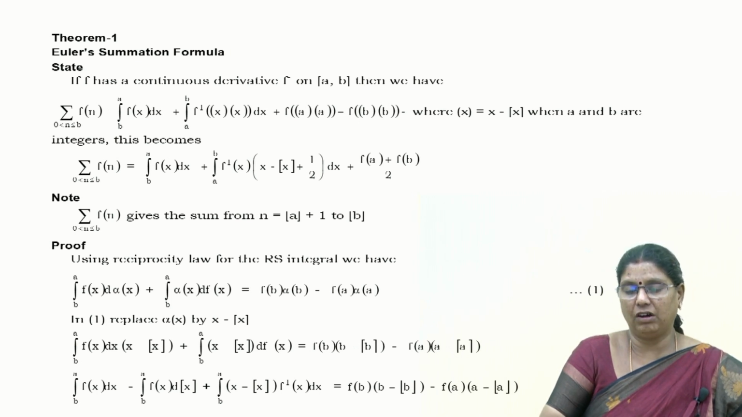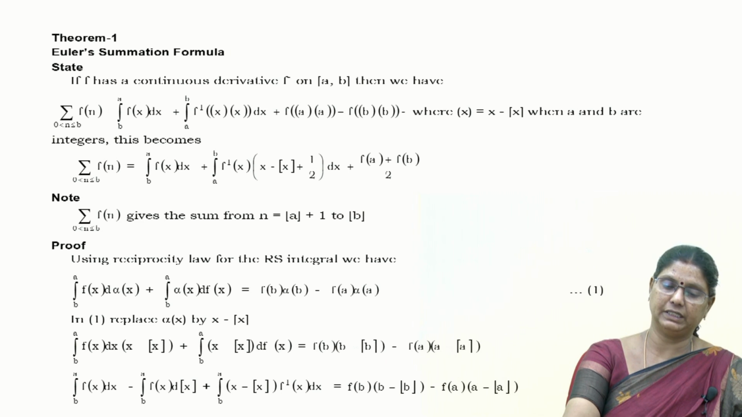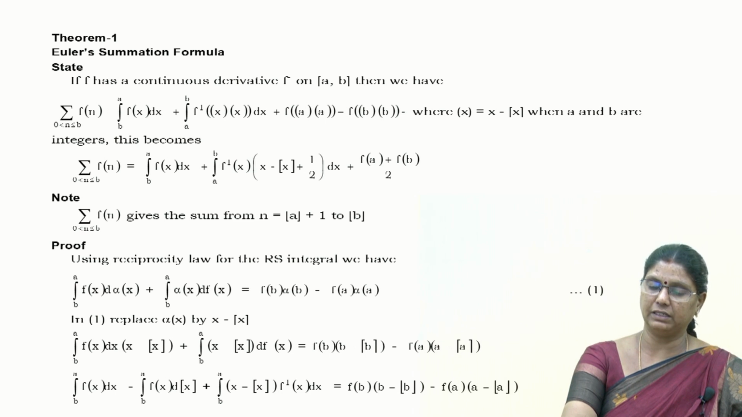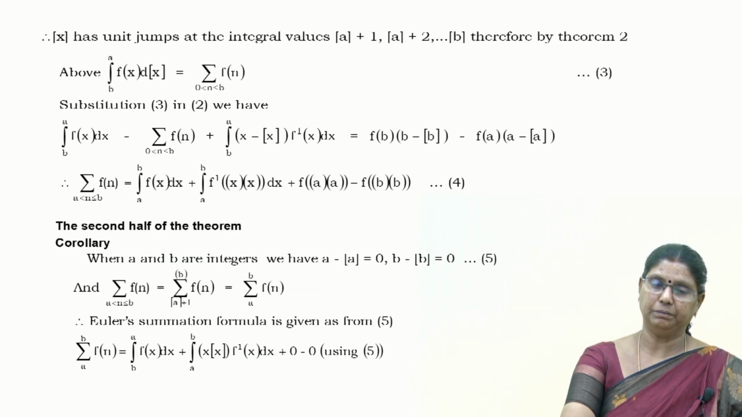Using the reciprocity law for the Riemann-Stieltjes integral, that is the formula for integration by parts, we can write the integral from a to b of f(x) dα(x) plus the integral of α(x) df(x) equal to f(b)α(b) minus f(a)α(a). In equation 1, we replace α(x) by [x], and we obtain the equation in the form 2, that is the integral of f(x) dx minus the integral from a to b of f(x) d[x] plus the integral from a to b of ([x] − x) f'(x) dx equal to f(b)[b] − f(a)[a].